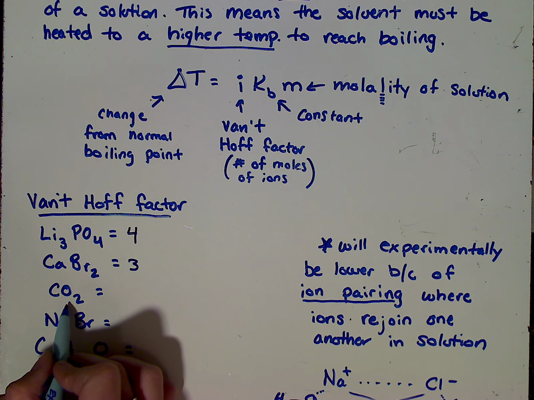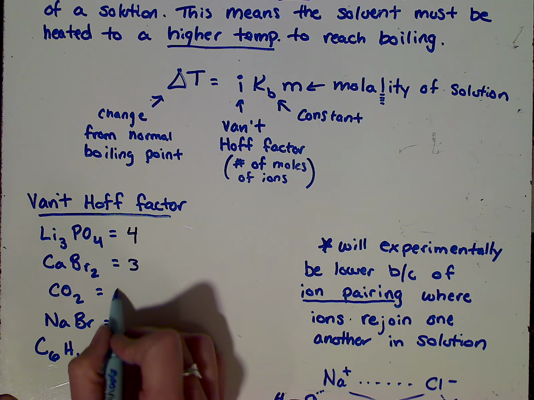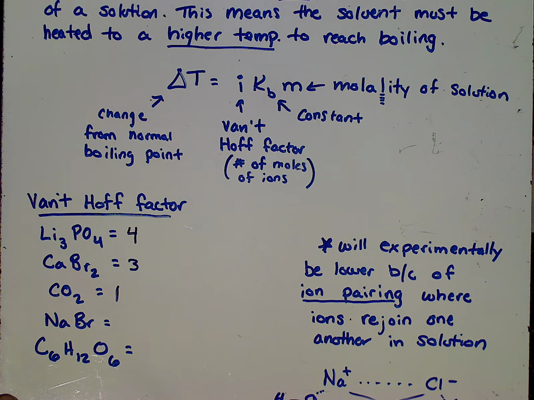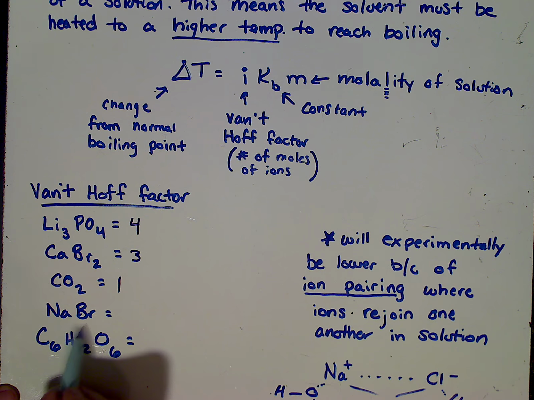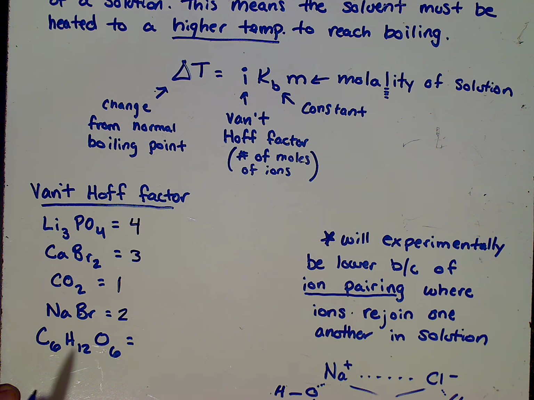CO2 is a covalent compound. It's a molecule, which means it's not going to break apart at all. So our Van't Hoff factor is just 1 here. It doesn't break apart into anything. NaBr breaks apart into 2 different ions in solution. It's ionic. And then this down here is sugar or glucose, and it is covalent. It doesn't break apart into anything, so this would give us a Van't Hoff factor of 1. Okay, so that's how you calculate the Van't Hoff factor.